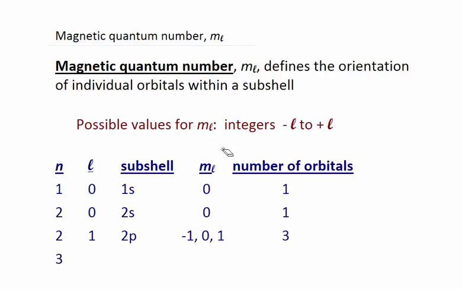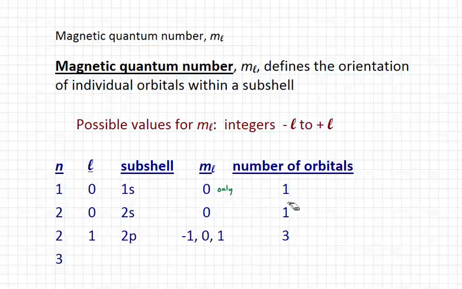To get the magnetic quantum number, we go from negative 0 to positive 0, which is just 0. That's our only choice. You can write 0 only there. And that's why there is just one orbital. If L equals 0, it's spherical, and there's only one of them.